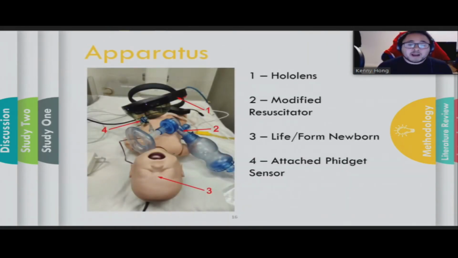The apparatus that we'll be using for this experiment is, of course, the HoloLens, a modified resuscitator, a lifelike newborn baby, which can be found in many training facilities at hospitals, and also a force sensor that is attached to the modified resuscitator.